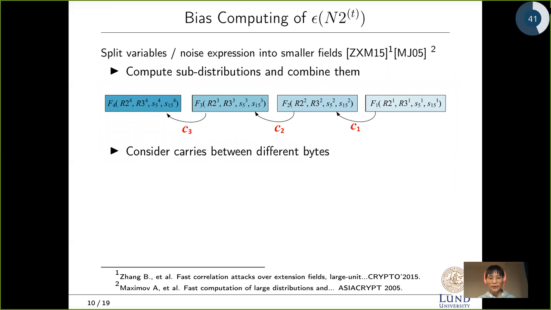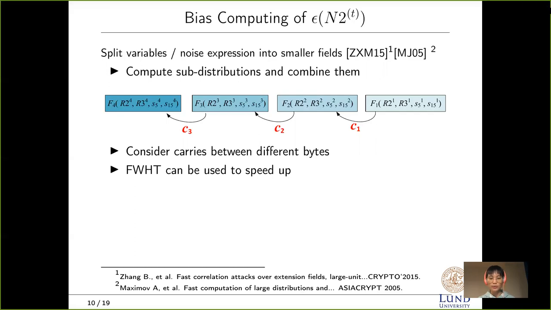So the figure shows how it works. We can see R2, R3, S5, and S15 are divided into 4 bytes, and correspondingly, some functions are also divided into 4 sub-functions. And thus, the distributions for every byte can be computed and then combined in the end to get the full distribution. And we would like to mention here that we need to consider the carries between different bytes.